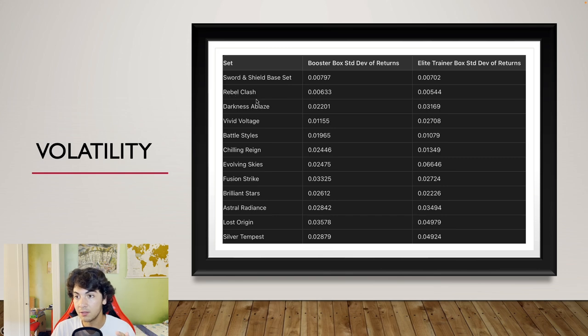So Rebel Clash, when it comes to booster boxes, has the lowest risk, the lowest standard deviation. When it comes to ETBs, as you can see here, it is once again Rebel Clash being the most stable. So if you don't care about the returns, if you only care about risk, Rebel Clash is the one with the lower risk, defining risk as we just did with volatility.